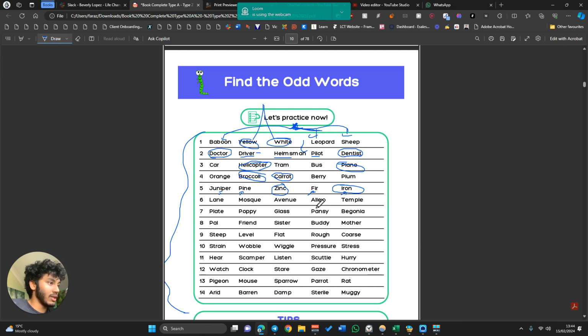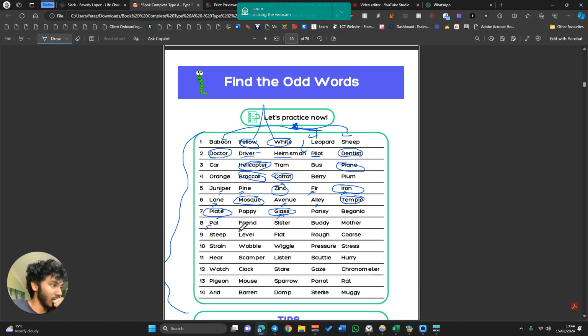Lane, mosque, avenue, alley, temple. Okay, so avenue and alley are both types of street, and so is a lane. And there you go, you've got 3 of them that are related and 2 of them that aren't. Plate, poppy, glass, pansy, begonia. Okay, so these 2 are types of things that you use to eat or drink, whereas the rest of them are flowers.